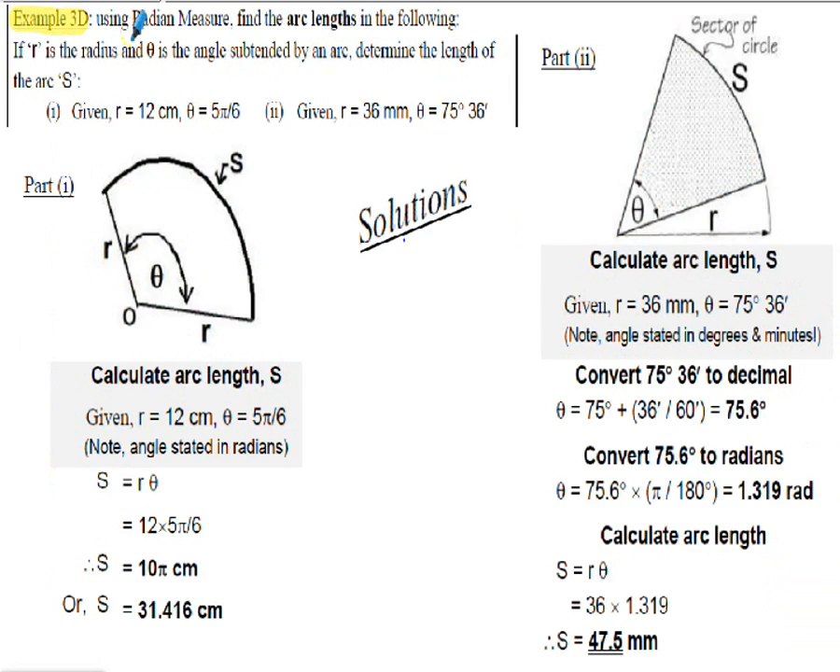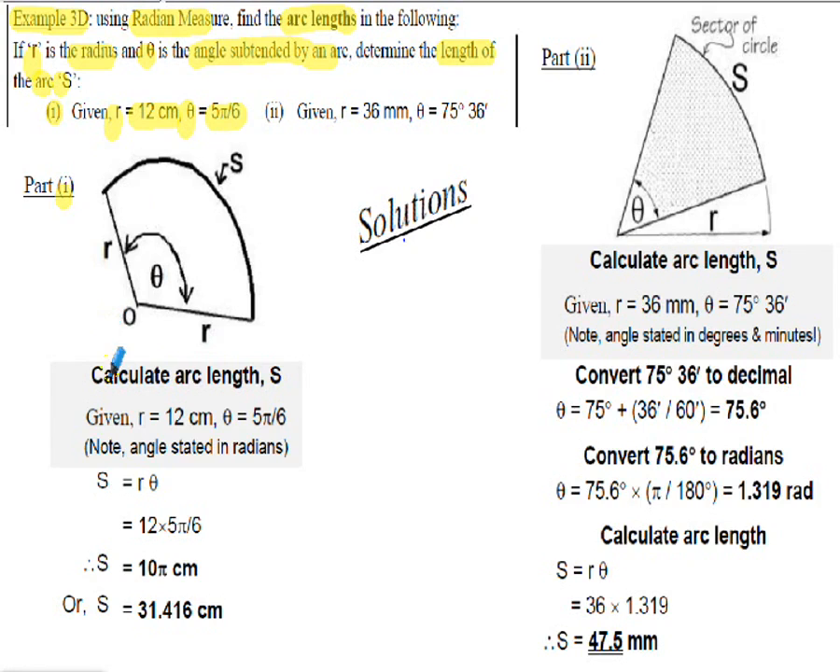Example 3D. Using radian measure, we're asked to find the arc length in the following questions. Given that r is the radius, theta is the angle subtended by the arc, we've got to find the length of the arc, symbol s. So in question 1, we're given that r is equal to 12 centimeters and the angle theta is 5 pi divided by 6, so that's obviously in radians.